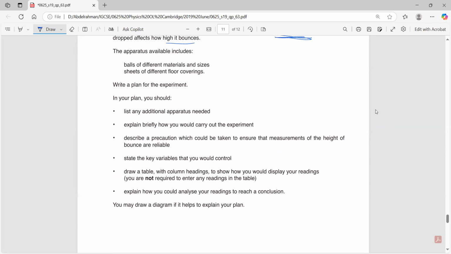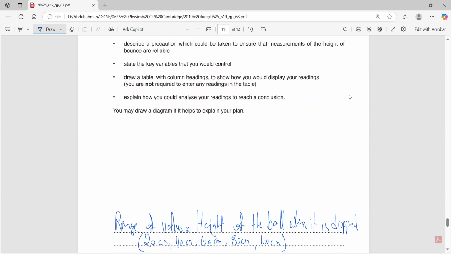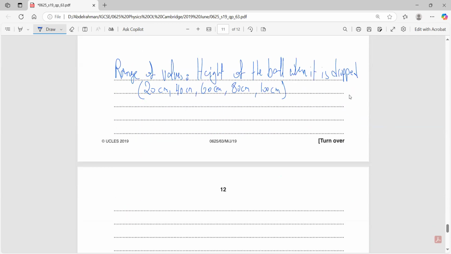Any additional apparatuses? Well, one very important apparatus would be the meter ruler. Definitely, you need a meter ruler. This is the missing apparatus.